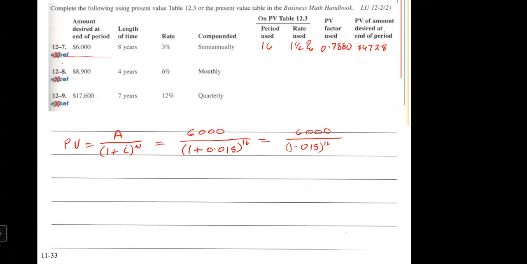to the 16th. So that one will require you to use your scientific calculator to work out what 1.015 to the 16th is. All right, so 1.015.